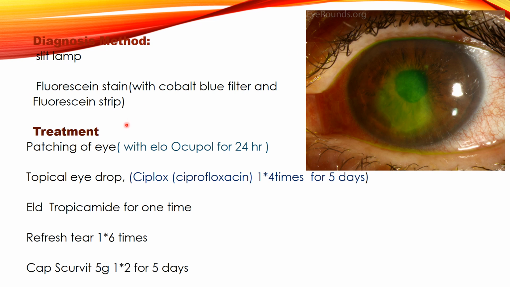After that, treatment is patching of the eye with eye ointment Ocupol for 24 hours. In the absence of this antibiotic ointment, you can use another one. Topical eye drop Cefalox 4 times a day for 5 days, and eye drop Tropicamide once to dilate the pupil, which helps relieve the pain. Refresh Tears 6 times a day. Capsule Scorbit, this is a vitamin tablet which helps recovery and healing of the epithelium.